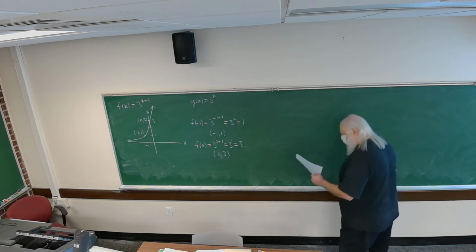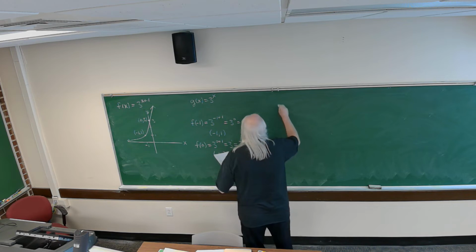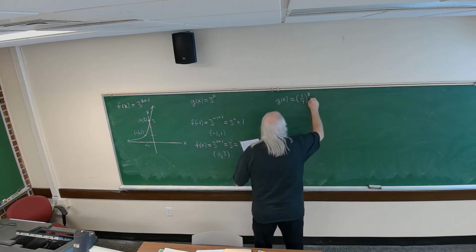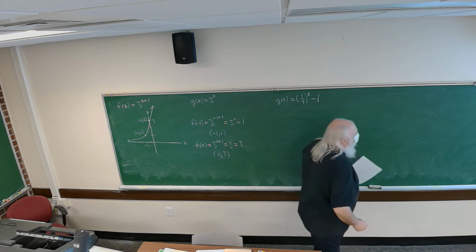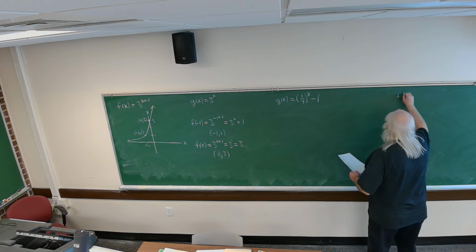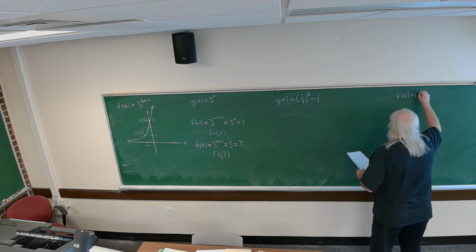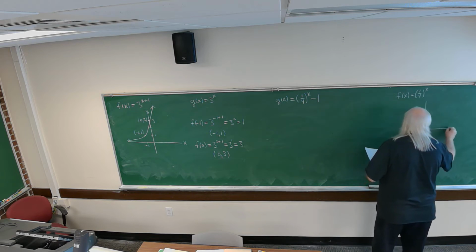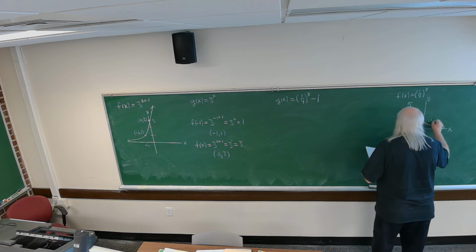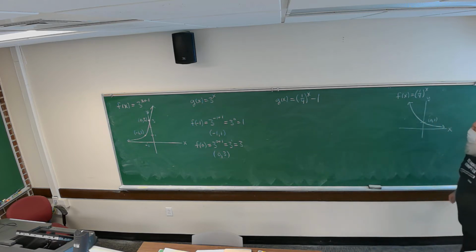All right. In B, we got a graph g of x is equal to 1/4 to the x minus 1. Okay? So from up above, we know that the graph of f of x equals 1/4 to the x goes down from left to right and crosses the y-axis at point 0, 1. Okay?